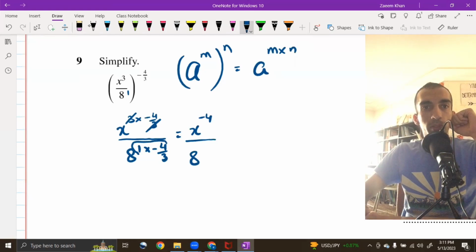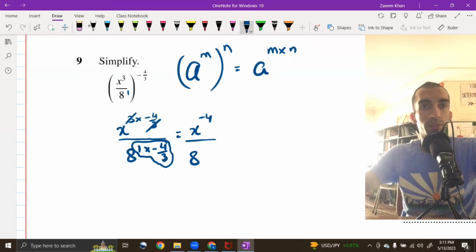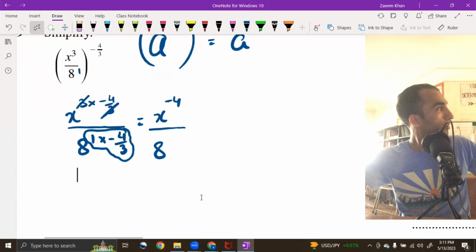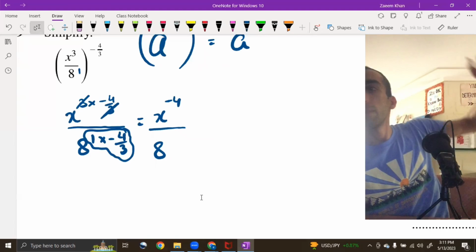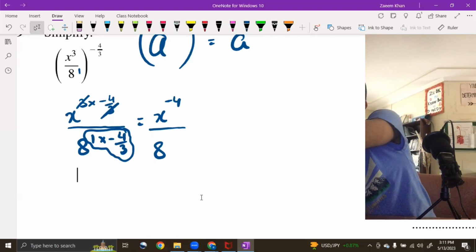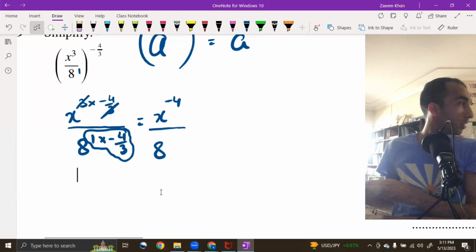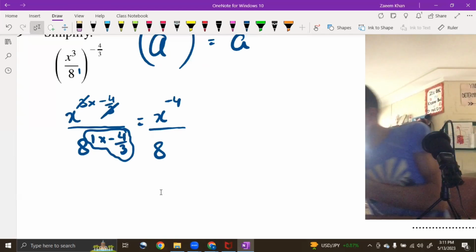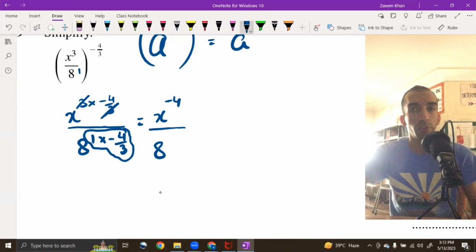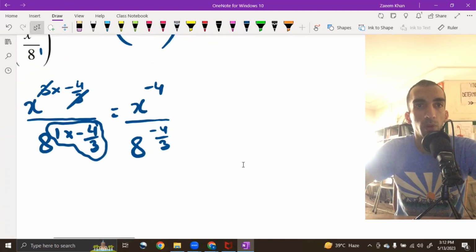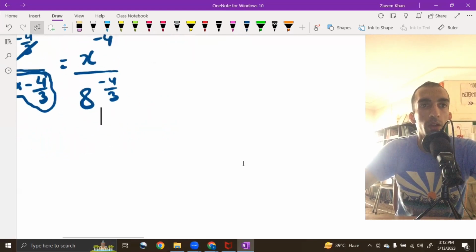What do you think the solution is going to be for this part that I've just circled over here? -4/3. So what do you think the answer is going to be? 8 raised to the power -4/3. Now we're still stuck because that's a long way off from the answer. What are we going to do?